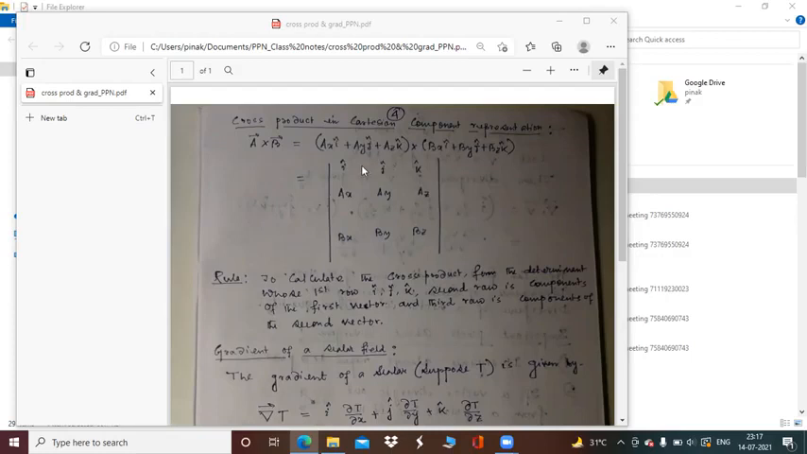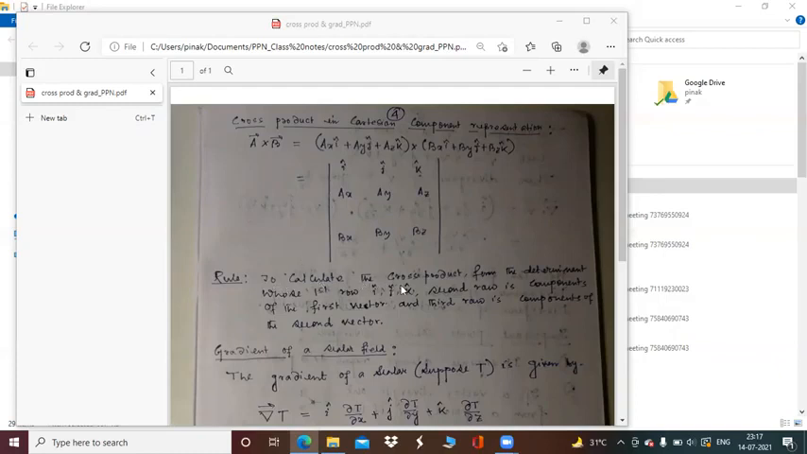And if you evaluate this determinant, then the result comes out to be the same as the cross product between the two vectors a bar and b bar in their Cartesian component form. So what is the rule for finding the cross product between two vectors in their Cartesian component form? The rule is stated here.